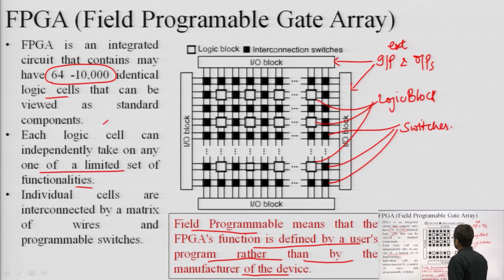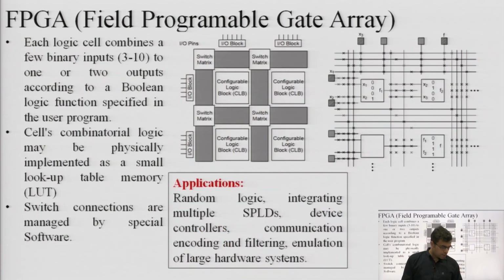Okay. So there can be a question in 2 marks as well. How many different types of blocks are there in an FPGA? So there are 3 types of blocks: IO block, logic block, and switch block, or simply switch. So these are the 3 different types of blocks. Now, how is this going to help me in programming? Let's see this.